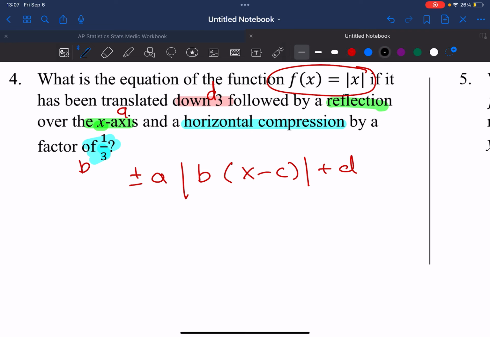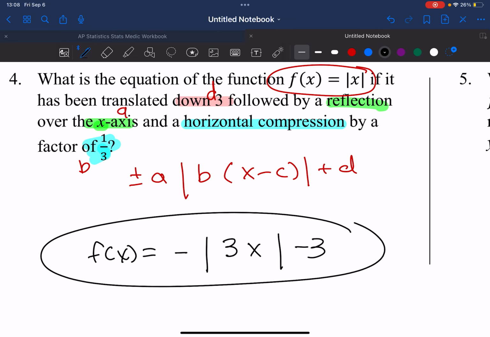Okay, so if I'm filling all this in, I have f of x is equal to, we said A, reflection across the x-axis, that means I have a negative. Absolute value, we have our B, which is our horizontal compression of 1/3, but remember, we put 1 over B, so I need to flip that fraction and it becomes 3. Okay. Then I have no C value. So instead of saying x minus 0, I could just say x and then plus D. So here it's going down 3, so I'm going to go minus 3. Okay.